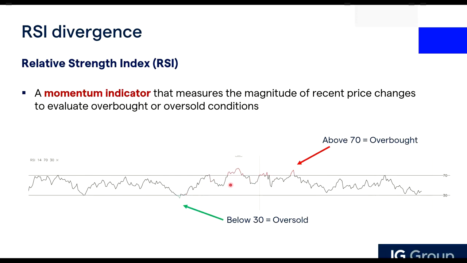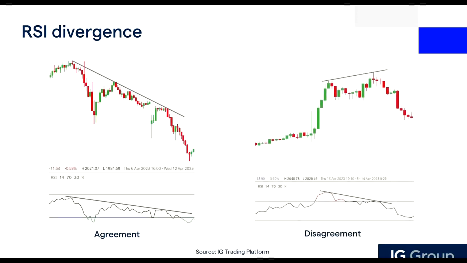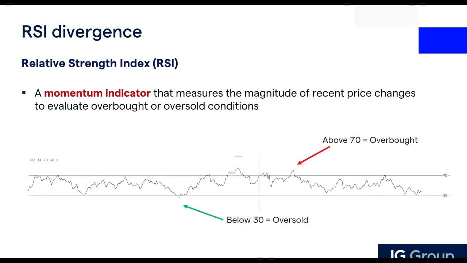So if you use this indicator alone, traditionally, for a lot of new traders, what they do is they just look at these levels. If it's oversold, they buy. If it's overbought, they sell. So that is one way that you can use it.